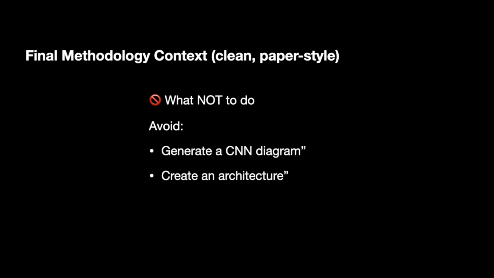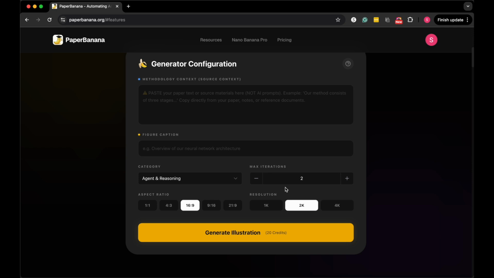One important thing to keep in mind is what not to do. We should avoid lines like "generate a CNN diagram" or "create an architecture." We should also avoid bullet points or imperative language. PaperBanana works best when you give it descriptive paragraphs explaining the model naturally rather than telling it what to generate. Okay, so let's copy paste it.